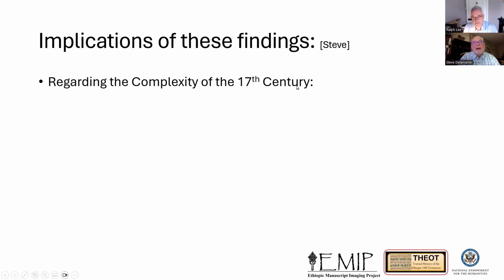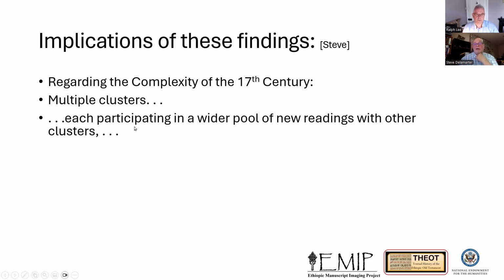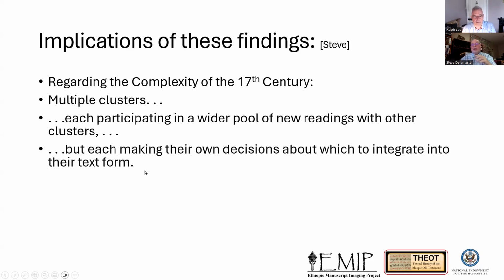It really is the greatest period of textual transformation of the Old Testament text. And we've been looking at the stats that show that, primarily because there are two mechanisms at work, which we have been talking about. We see then in the 17th century all the scribes are there and they're working away. And eventually, though, we're going to see they fall into multiple clusters, because each of the scribes is participating in the Wiener pool of new readings with other clusters, but each set of scribes seem to be making their own decisions about which to integrate into their text form.